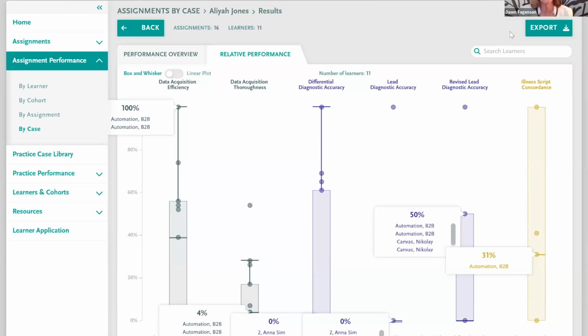So I'm going to stop there because I could talk for days about Healer. I love working with Healer. And I'm going to turn it over to my colleague, Dr. Stevanovsky, to actually go through a case with you.